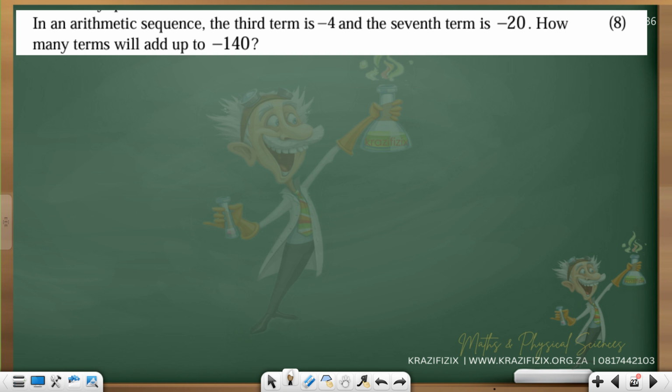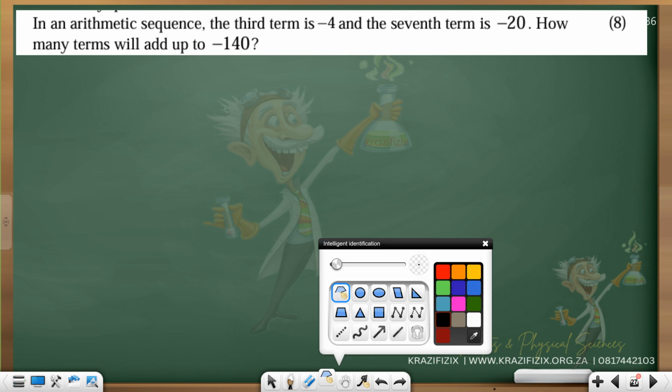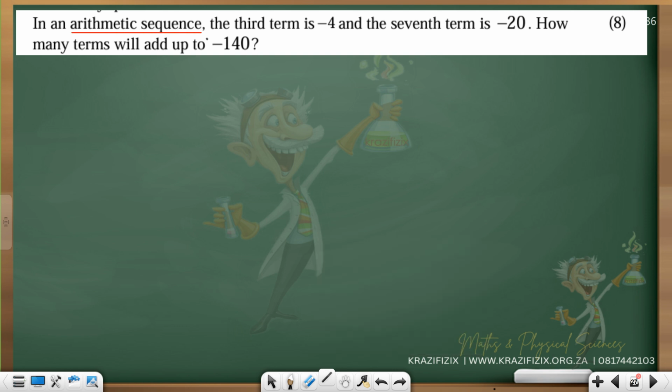In an arithmetic sequence, the third term is negative 4. Please, I want you to learn one thing: change the English into maths. It will always assist you. The first thing is I know the type of pattern. In an arithmetic sequence, the third term is negative 4. I'm quickly going to write T3 is negative 4, and the 7th is negative 20.